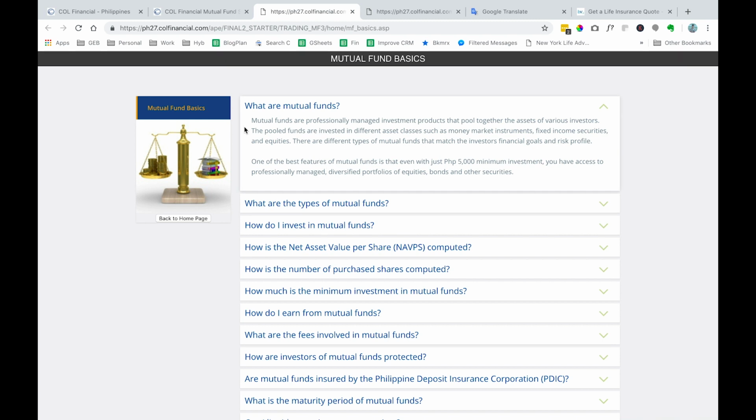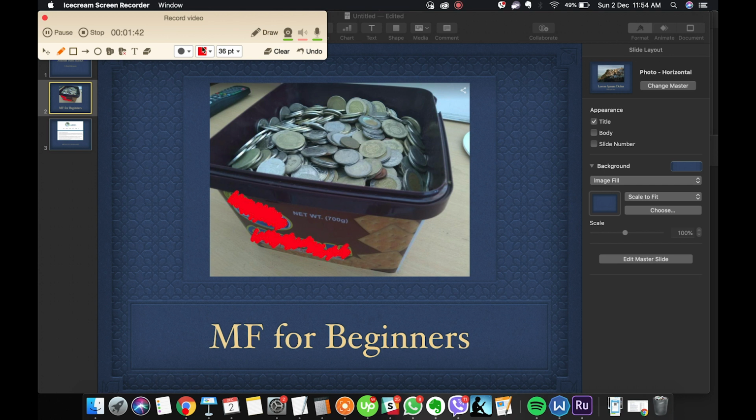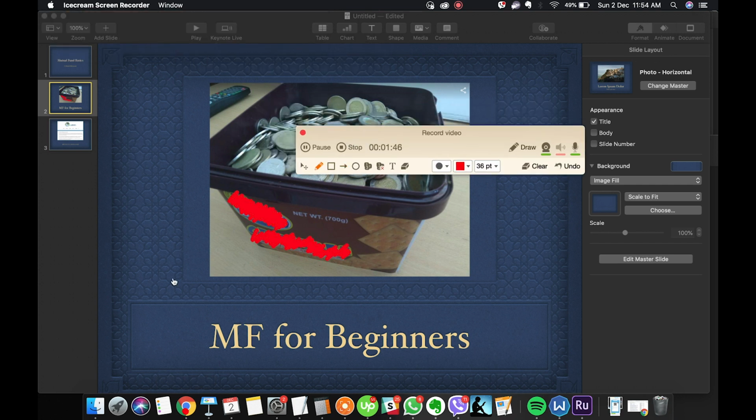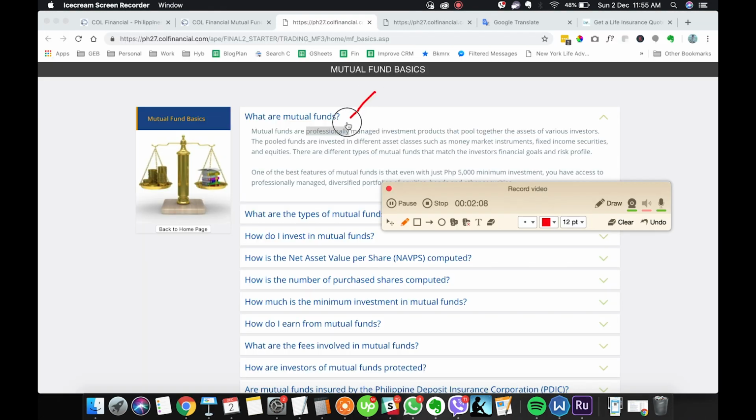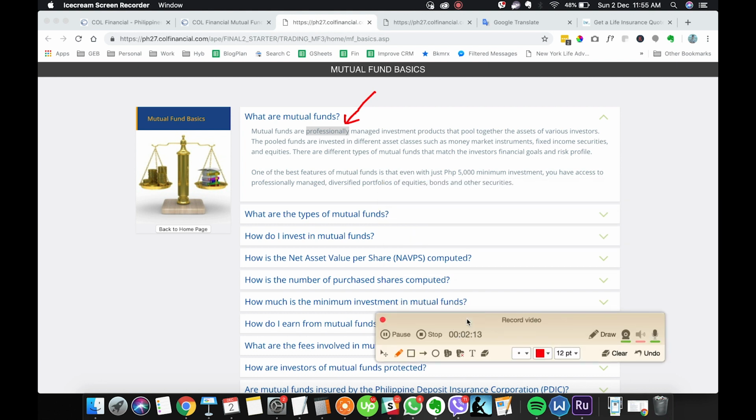So what are mutual funds? They are professionally managed investment products. I'm just going to explain first the word professionally, which means that you are confident that these people are doing their job full time to identify growth factors for you and for your family. All right, so I just figured out how to use the drawing tool. When you say professional, these people have the training, the certifications, and they manage your funds.